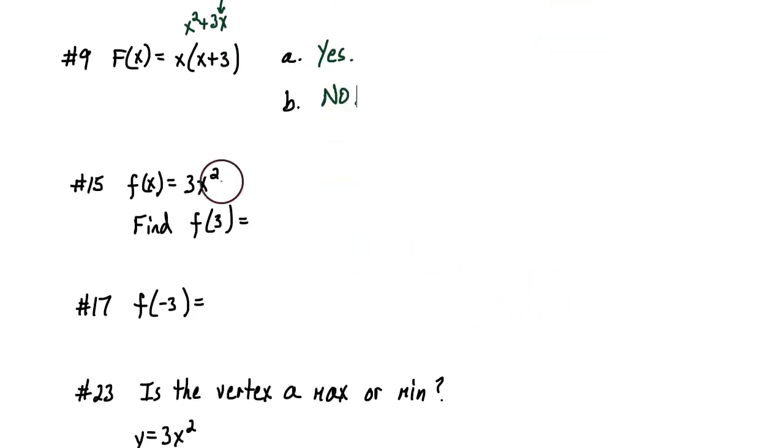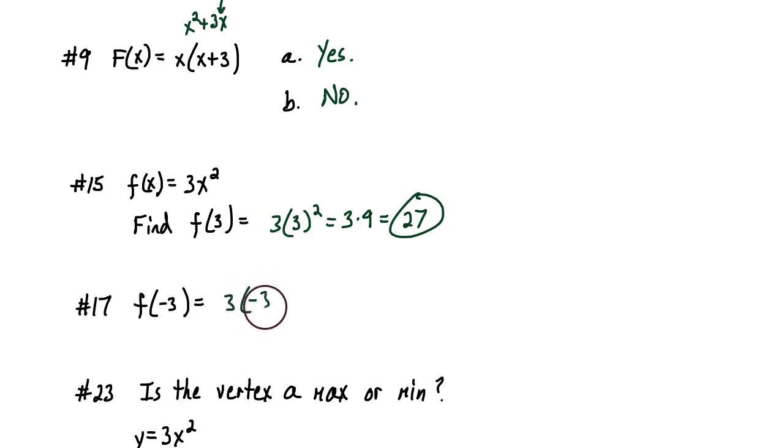Number 15, we're given a function rule for f, and we're asked to evaluate for f of 3. So let's substitute 3 in place of x. This becomes 3 times 9, which is 27. Let's use the same rule and substitute -3. This becomes 3 times 9 and also equals 27.